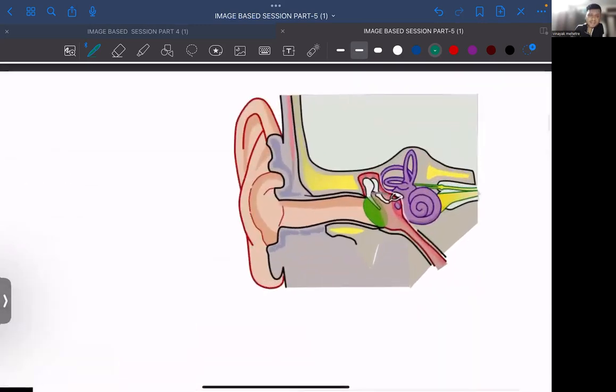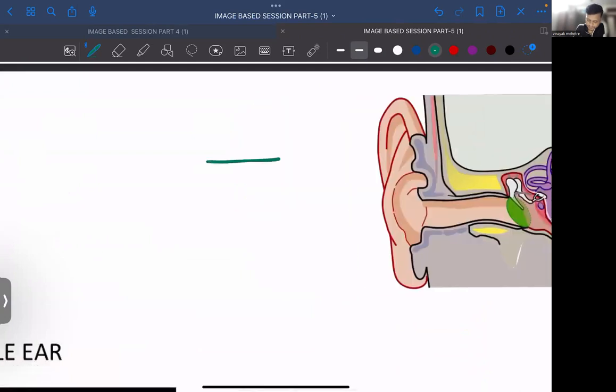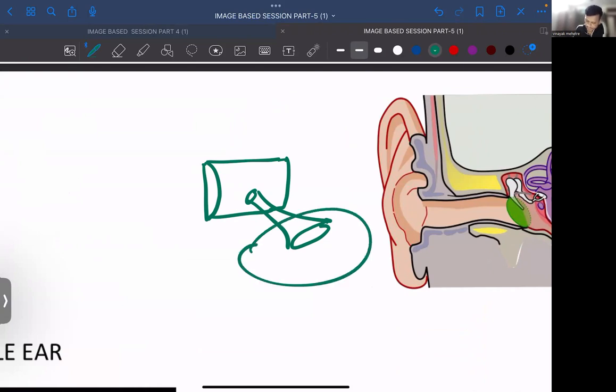Why have I given you the history of URTI only? See, our middle ear, tympanic membrane, our middle ear is connected with a tube, right? Eustachian tube. Where does this eustachian tube open? It opens in the nasopharynx, right?